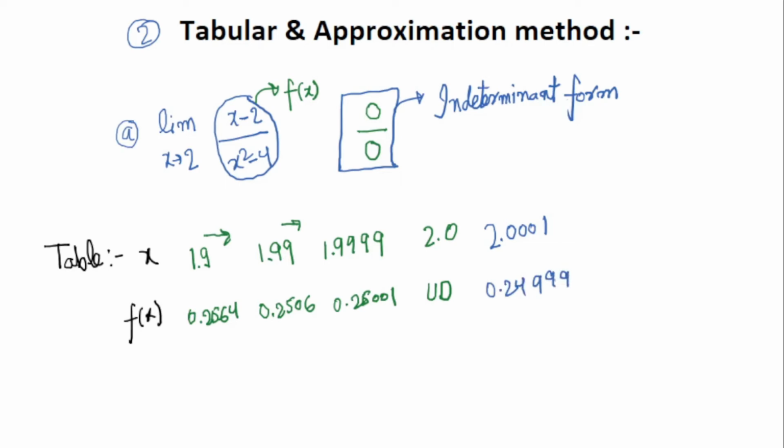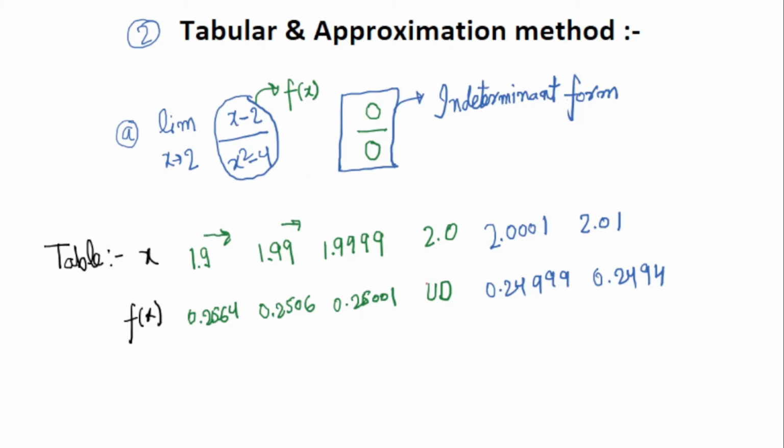If we put that value, then the function's value is going to be 0.24999. We want to take another approximation, that is 2.01. So the function's value is going to be 0.2494.